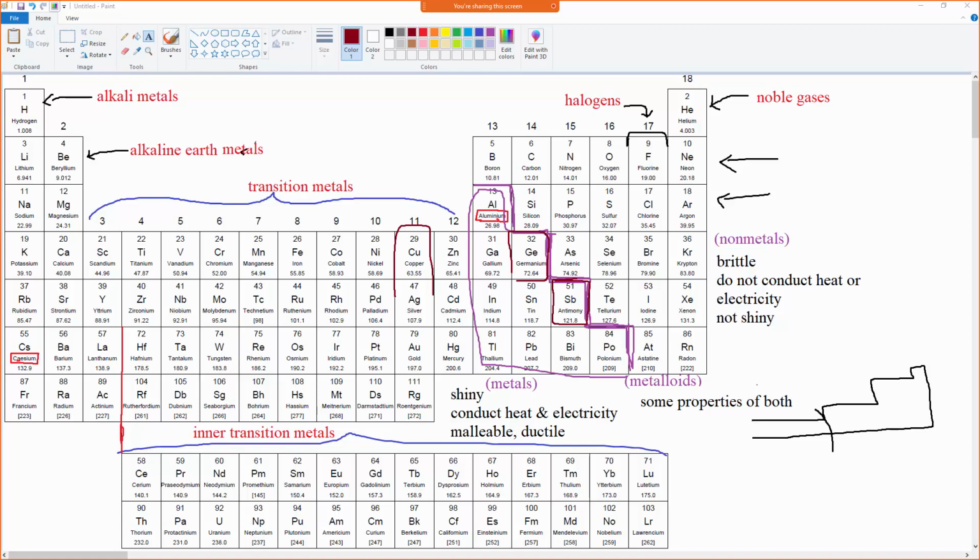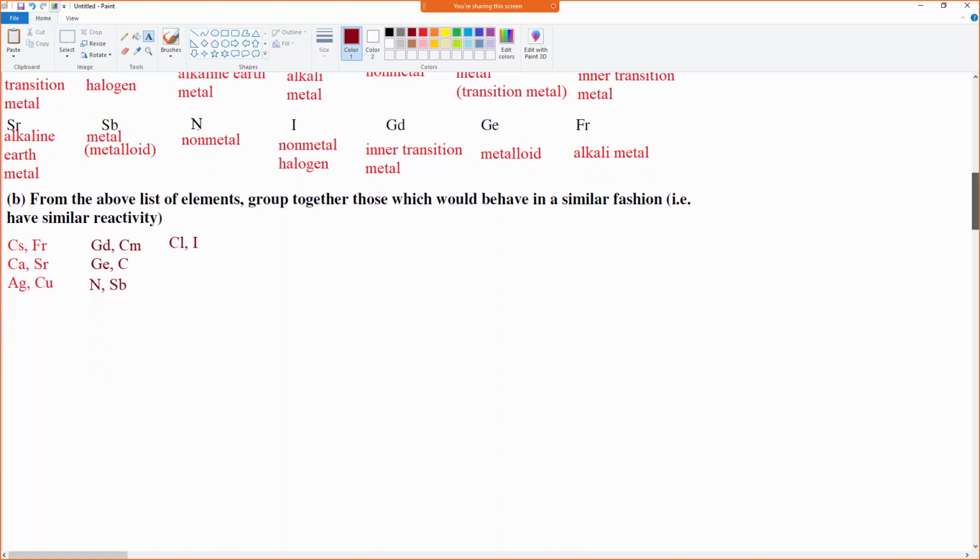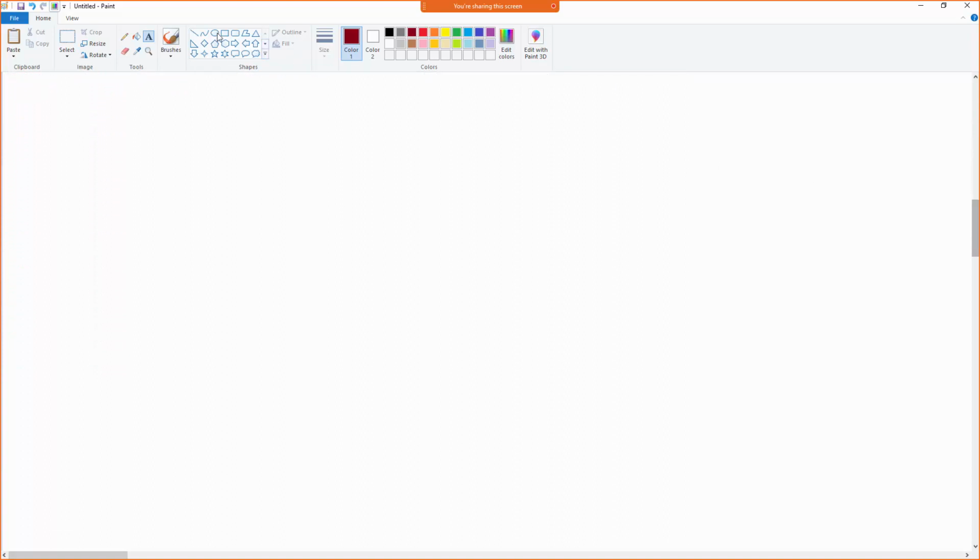And so to answer that question, we have to talk about something called electronic configurations. All right, so I'm going to scroll down here, start a new section.